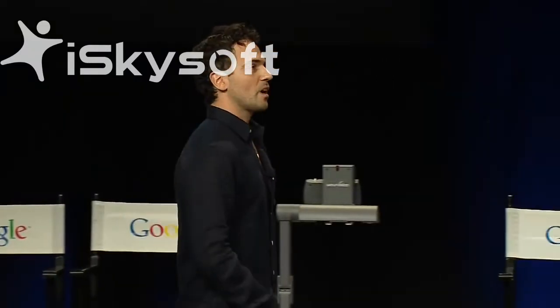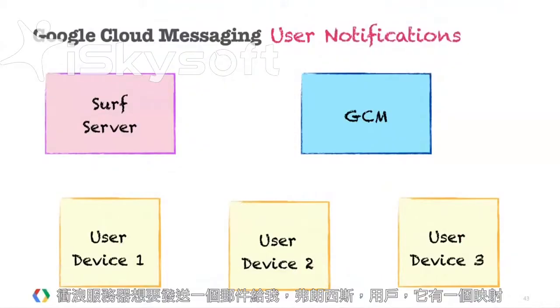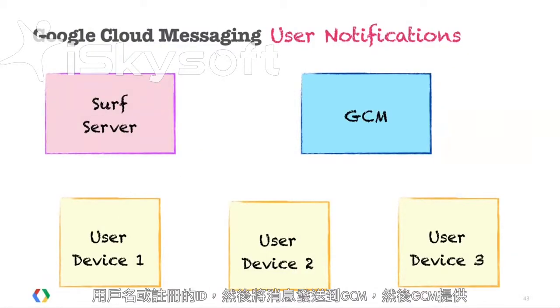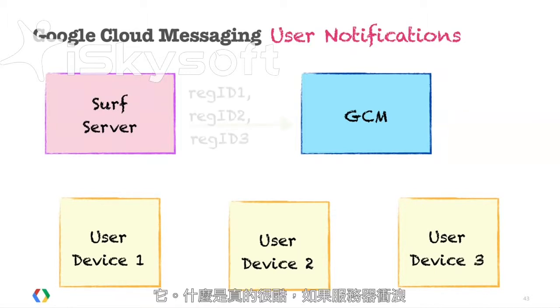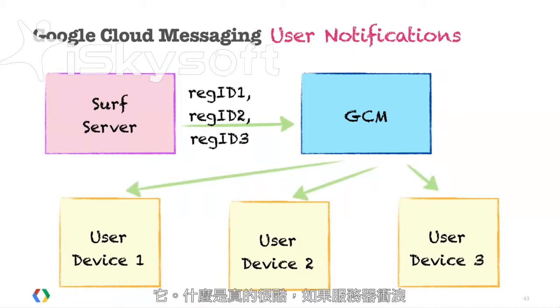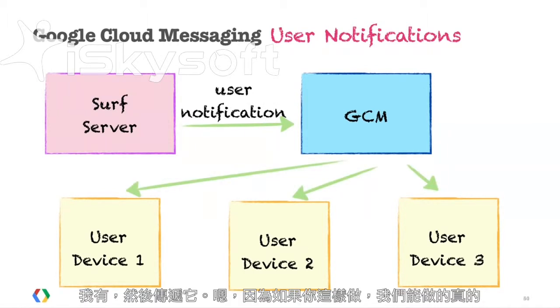Now, this API has two parts to it. Today, if the server wants to send a message to me, Francesco, the user, it has a mapping of username to all registration IDs, and then sends a message, probably a multicast message, to GCM, and then GCM delivers it. What would be really cool is if the surf server could say, hey, GCM, send this message to Francesco. And then GCM figures out which devices I have, and then delivers it.